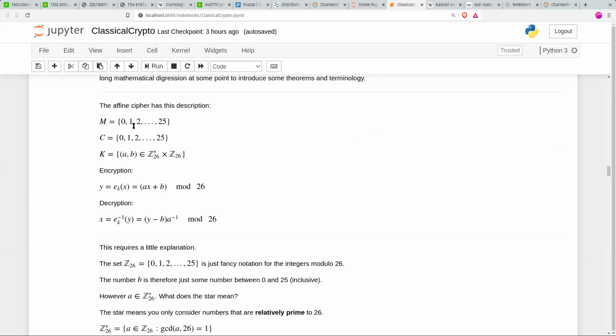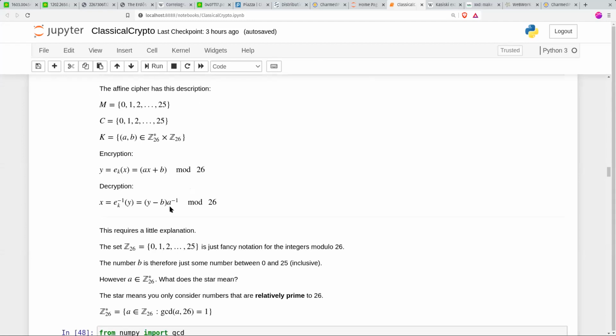Now the key is a pair of numbers, and the first number has to have a special property, which we'll talk about in a second. The second number can just be any number between 0 and 25. So to encrypt, you do a times x plus b mod 26. And then to decrypt, you invert that. So this shows you, if you're just doing algebra, how do you solve for y? Well, you move b over there, and then you have to multiply both sides by a inverse.